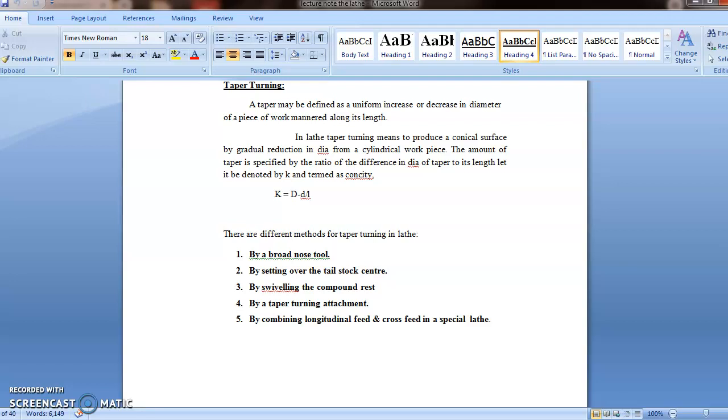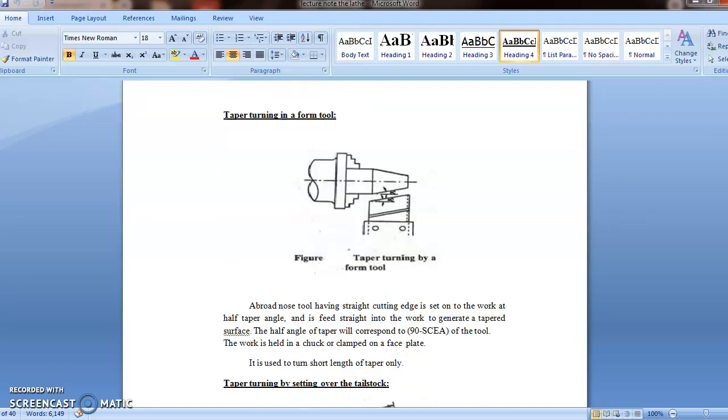There are different methods for taper turning in a lathe. First one is by broad nose tool, by setting over the tailstock center, by swiveling the compound rest, by taper turning attachment, by combining longitudinal feed and cross feed in a special lathe. One by one we will discuss all.